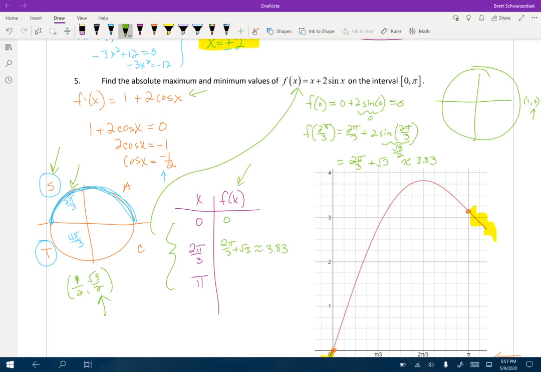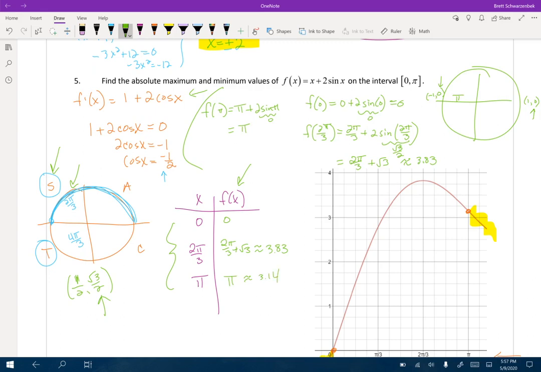Okay, so what about f of pi? So let's eliminate this here, and we'll throw it in over here. So what's f of pi? F of pi is going to be pi plus 2 sine pi. Well, remember, pi rotation is here at -1, 0, but sine is the y coordinate. So this whole thing is 0 again, and we get just pi. So this is pi, which is approximately 3.14.